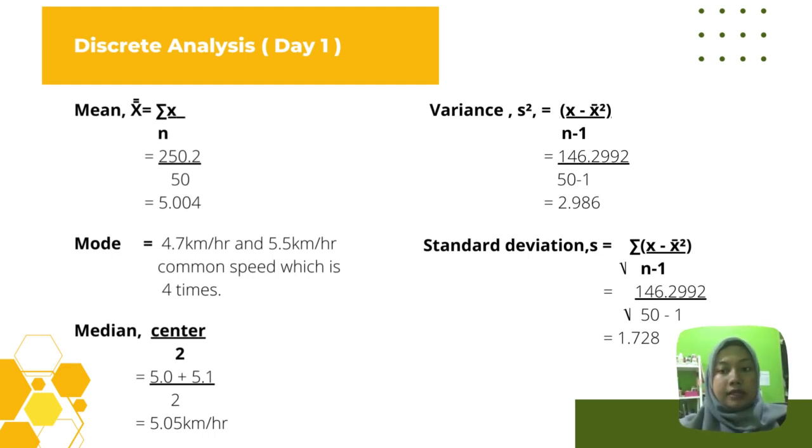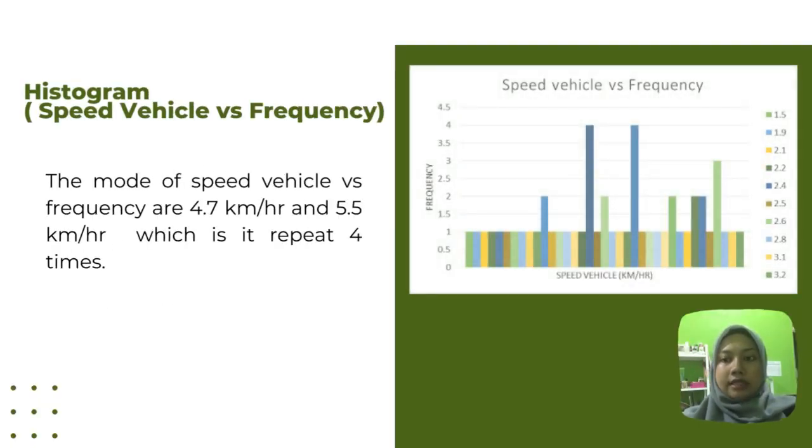Next, the median of the data is the center, divided by 2, and we get 5.05 km per hour. Next, we find the variance S squared, which is 146.2992 divided by 50 minus 1, and it equals 2.986. The standard deviation S is 1.728. So we can see the histogram graph, which is speed of vehicle versus frequency.